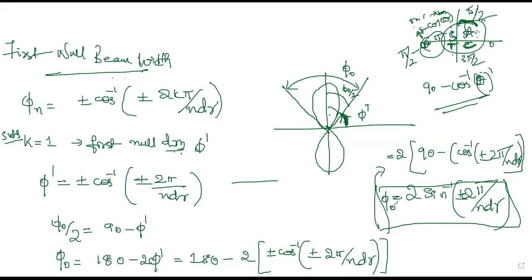So the equation of first null beamwidth is phi naught is equal to 2 sine inverse plus or minus 2 pi by NdR. Note down this formula for first null direction.